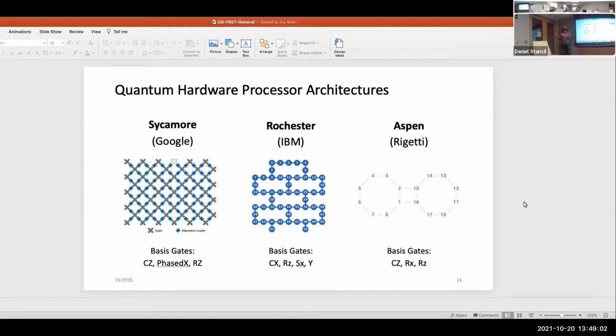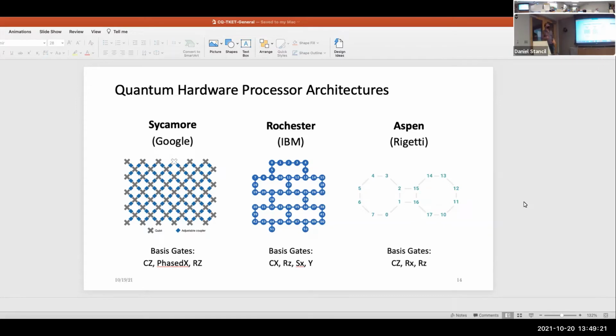The qubits are connected in vastly different ways, right? And not only that, the gates that are native to these different platforms are all very different. And these may not have anything to do with the gates that you've used in your circuit, right? And so Tket knows all of these details, and it will take this into account.